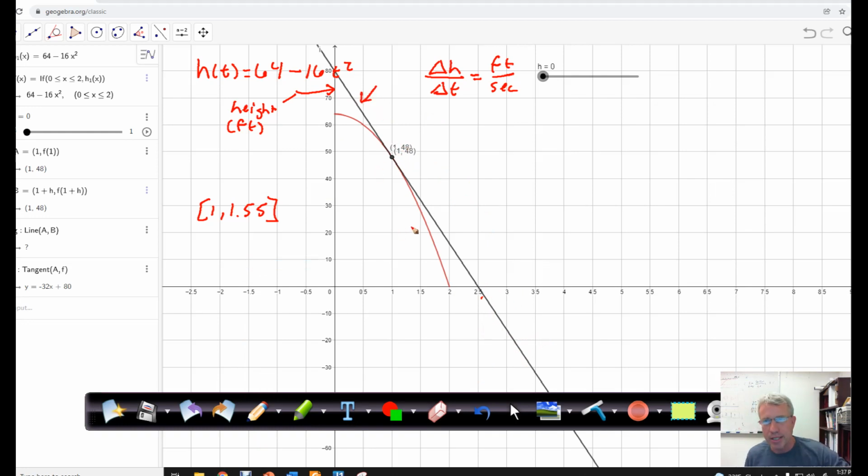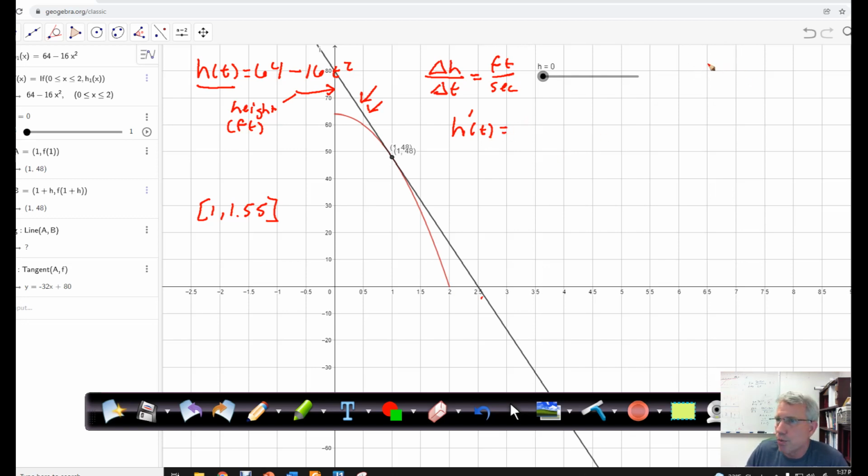Just like the secant line gives an average rate of change or average speed, the tangent line gives an instantaneous speed at a particular time. So what we're going to need to do is actually calculate the derivative of the height model, because the derivative of the height model is the function that will tell us the slope of the tangent line. So I need to calculate h prime of t, and to do that we're going to use the difference quotient.